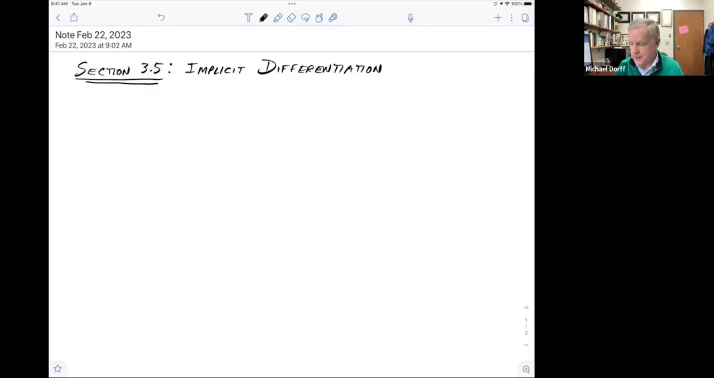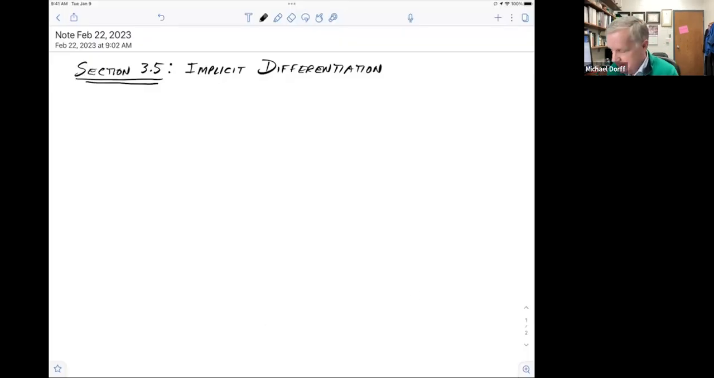Today we're going to talk about implicit differentiation for calculus. I'm going to share my iPad here so you can see notes as I write them down. All right, here we go.